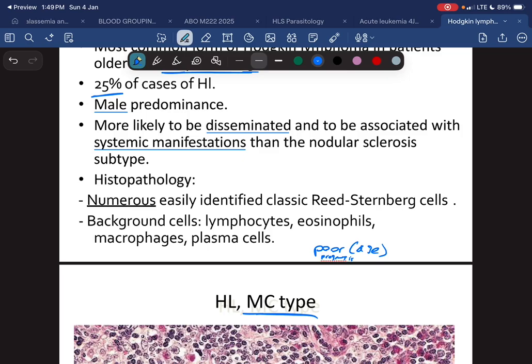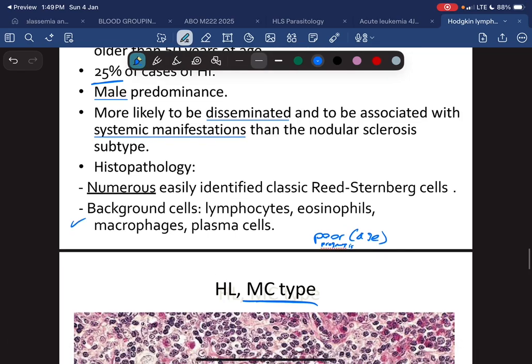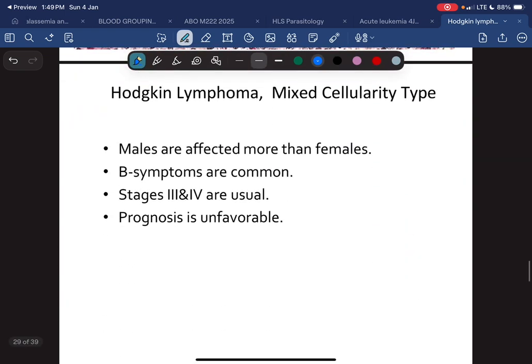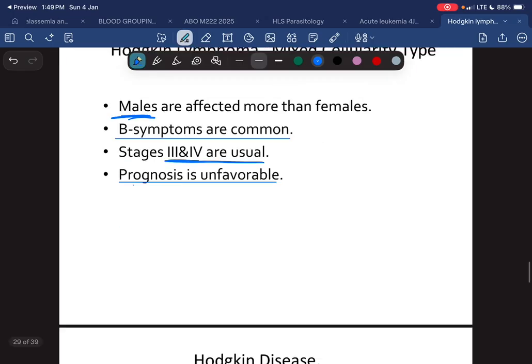So it is male. Males are affected more. B symptoms are common. What are the B symptoms? Fever, weight loss. Okay. Present at advanced age, stage 3 and 4, while prognosis is unfavorable.